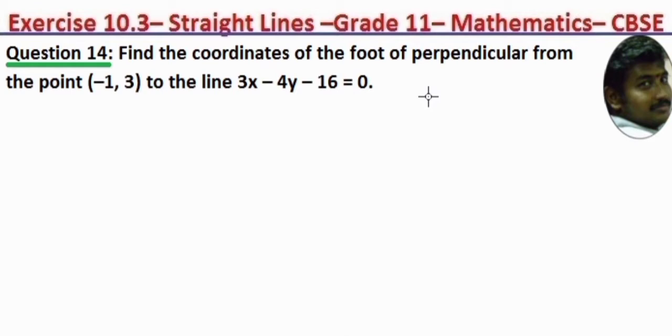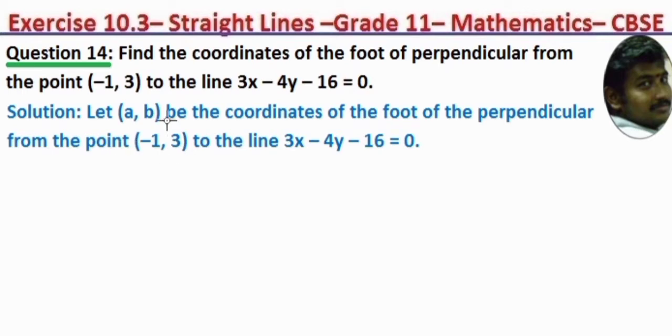Let a, b be the coordinates of the foot of the perpendicular from the point minus 1, 3 to the line 3x minus 4y minus 16 equal to 0. If you draw the line, it will look like this. So the given point is minus 1, 3. Then what we are assigning to the foot is a comma b. Then the line is 3x minus 4y equal to 16.